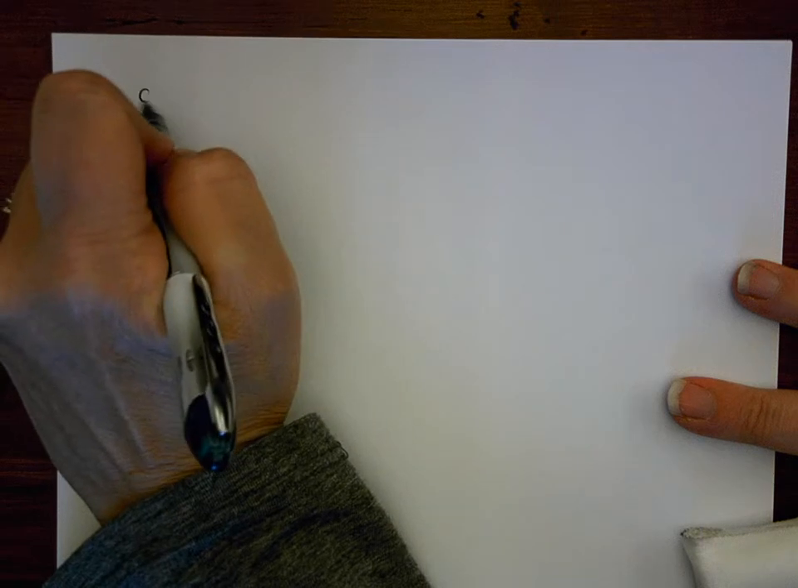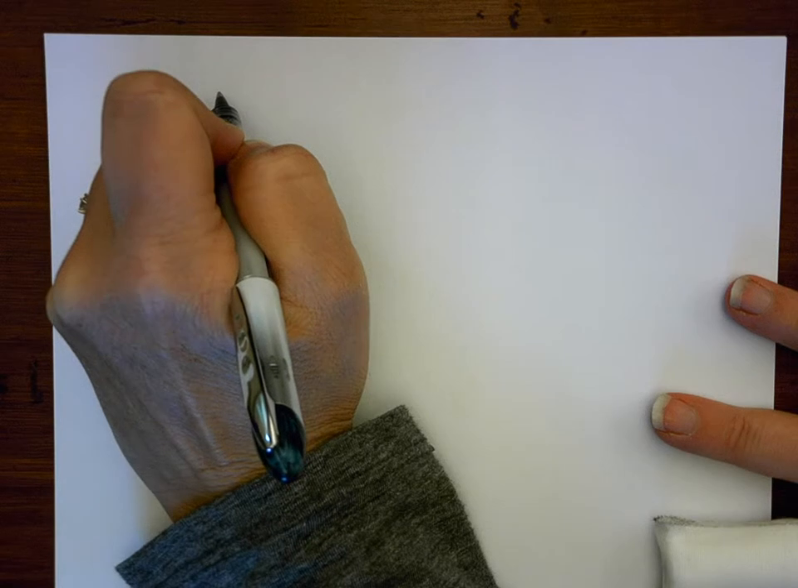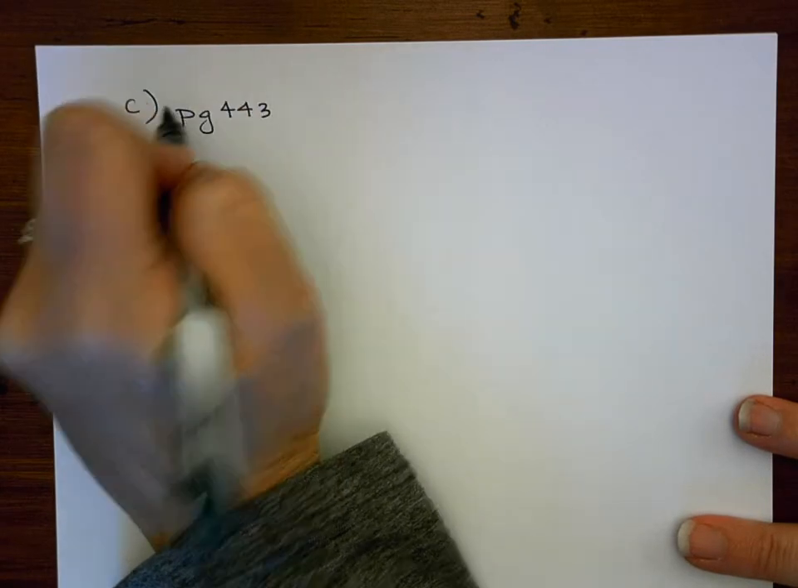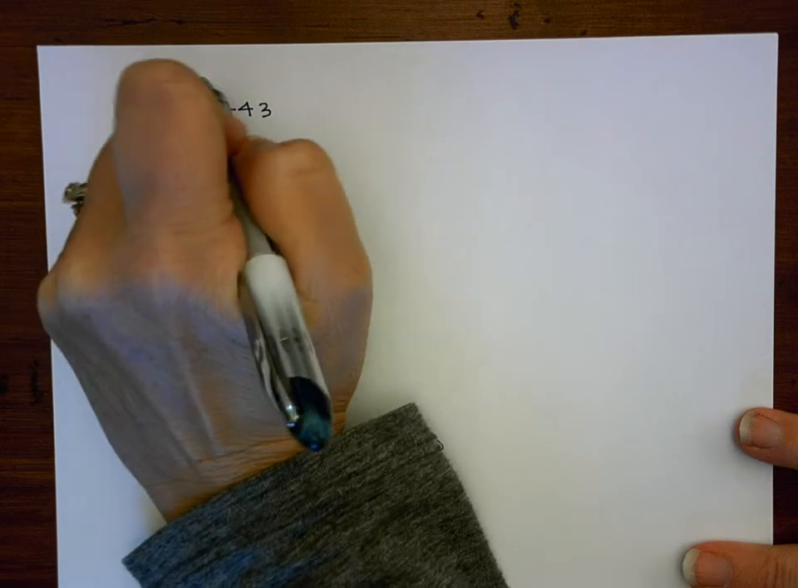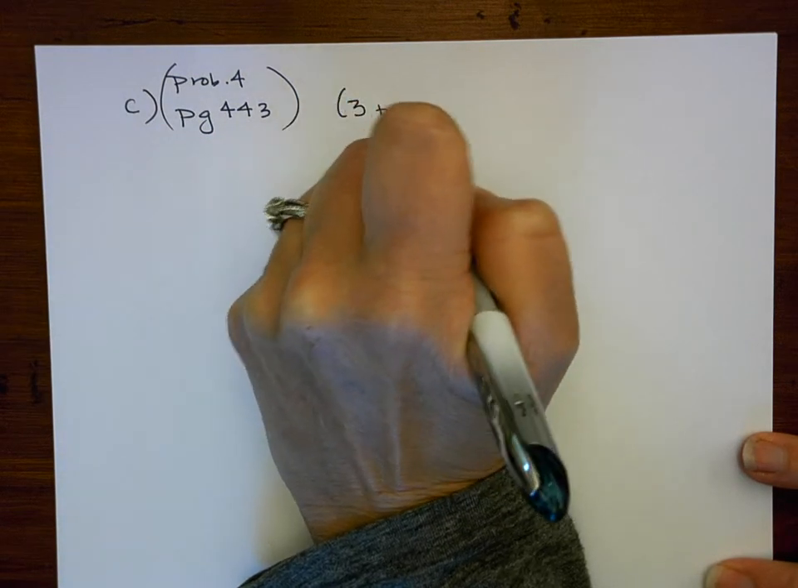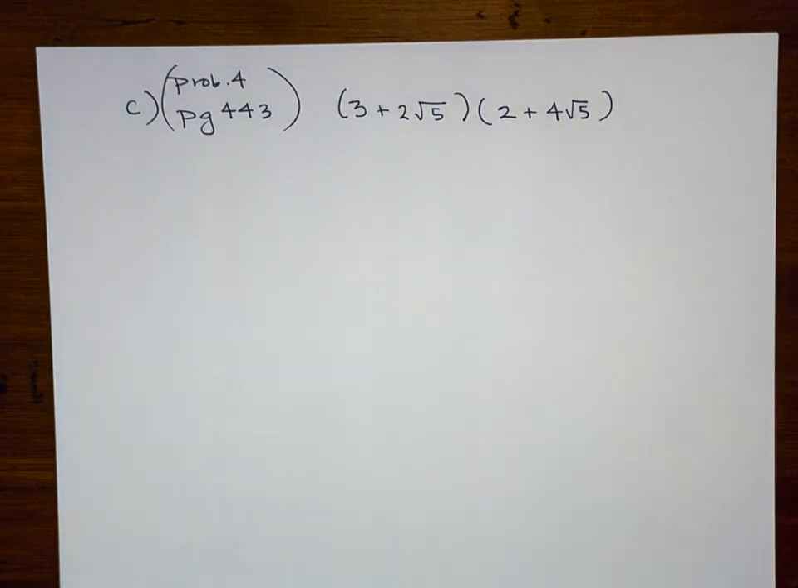And then the other part we're going to need to be able to do is distributive property. So this is still in the simplify category, so I'm just going to do this as example C. Sorry, let me write down. What page am I on? Oh, page 443. Okay, so this is the page 443 example in the book. So this is problem 4, number 4 on page 443.